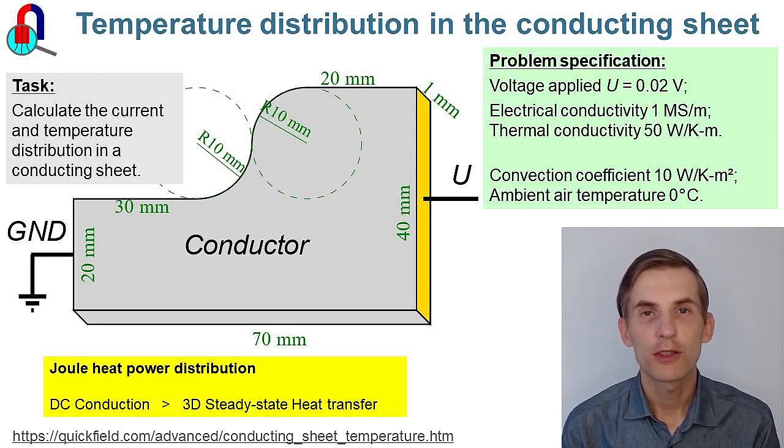Since the sheet is thin, I'm going to use a two-dimensional DC conduction problem to calculate the current density distribution, but for thermal analysis, I'm going to use the three-dimensional steady-state heat transfer problem. Okay, let's start QuickField now. In QuickField, I create a new problem.